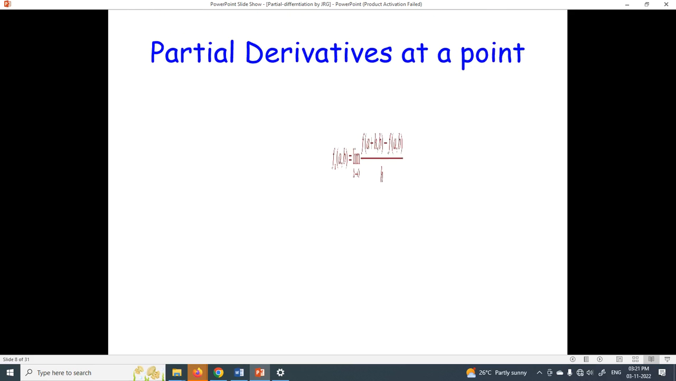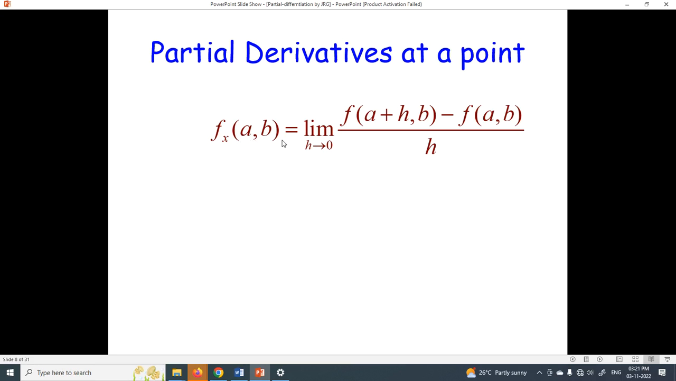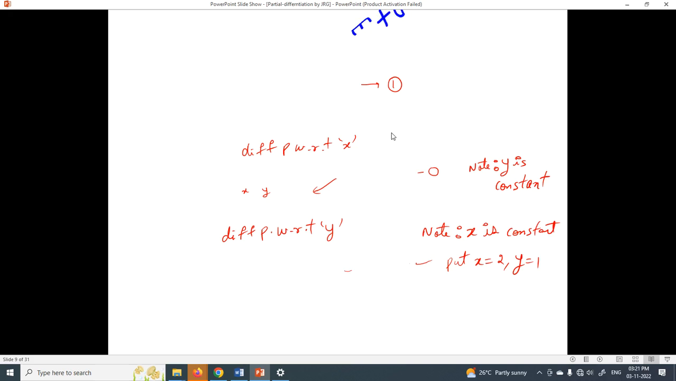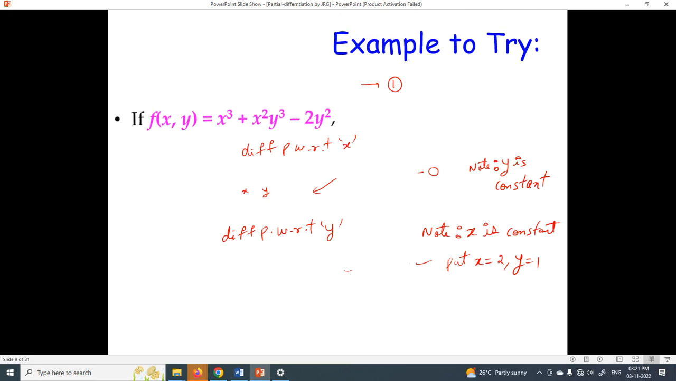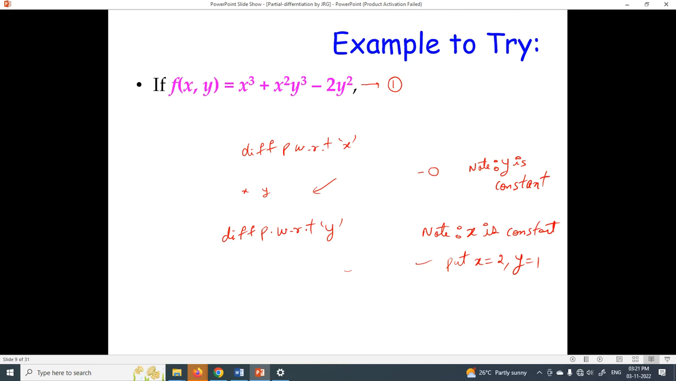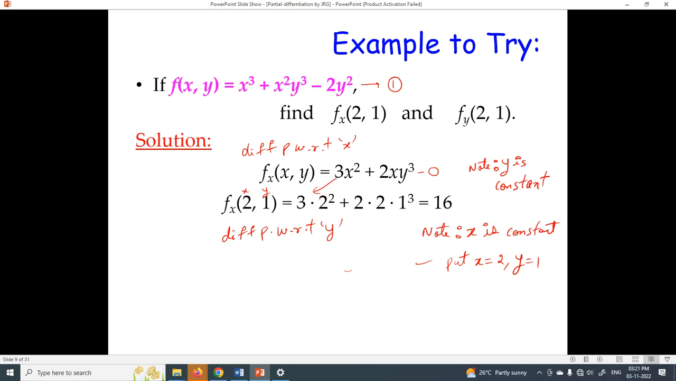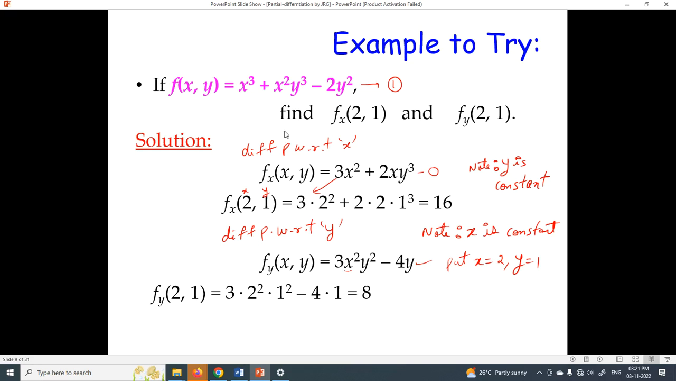Then partial derivative at a point is defined as fx of a comma b is equal to limit as h tending to 0 of f of a plus h comma b minus f of a comma b upon h. Similarly for y. Then we have taken one very simple example. If f of x comma y is equal to x cube plus x square y cube minus 2y square, find fx at 2 comma 1 and fy at 2 comma 1. We simplified and calculated the answer: fx of 2 comma 1 is equal to 16, fy of 2 comma 1 is equal to 8. So differentiation is different with respect to x and with respect to y.